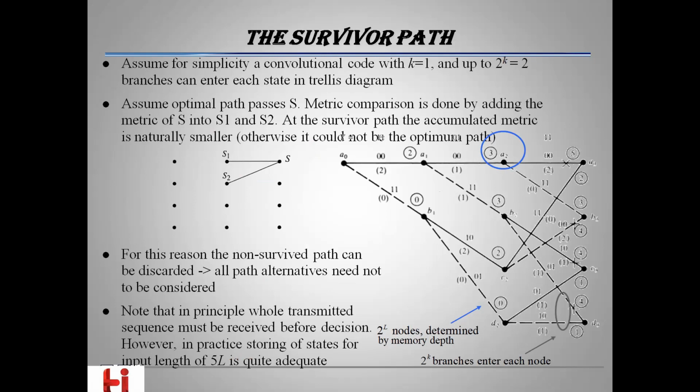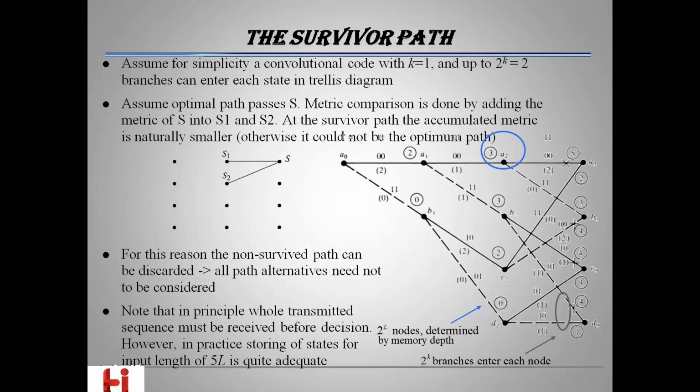We have only S0 as the state from which everything is diverging. Now we also assume that the optimal path passes through node S, the capital S. Metric comparison is done by adding the metric of S into S1 and S2. At the survivor path, the accumulated metric is smaller. Otherwise, the survivor path would not be the optimum path. For this reason, the non-survivor path can be discarded or deleted. So we are left with a smaller calculation which can be done only with the survivor path.